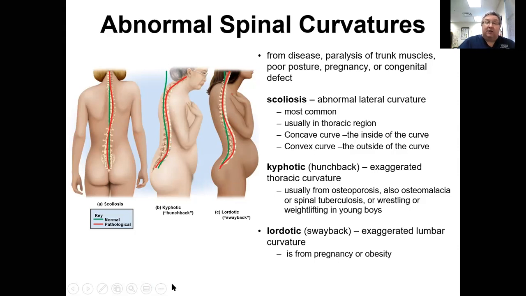Okay, so scoliosis, a lateral curve. Kyphosis, or a kyphotic curve, is a hunchback. And the lordotic curve is a curve that is very exaggerated, usually seen in overweight people or women that are pregnant.